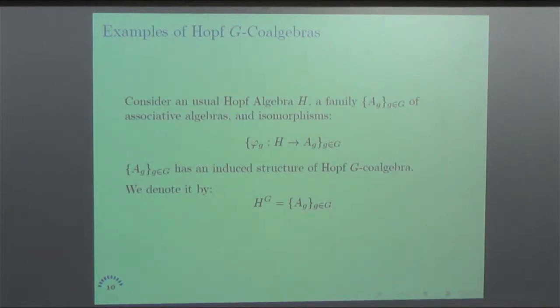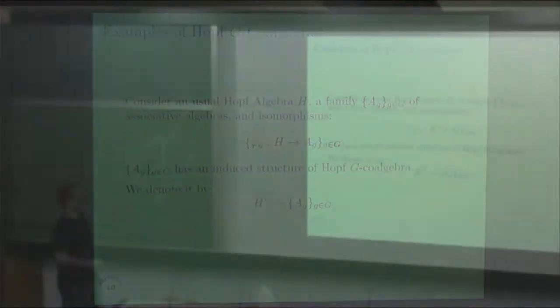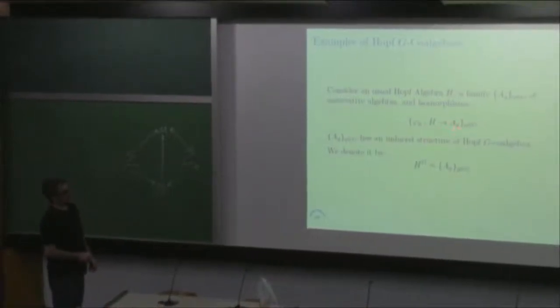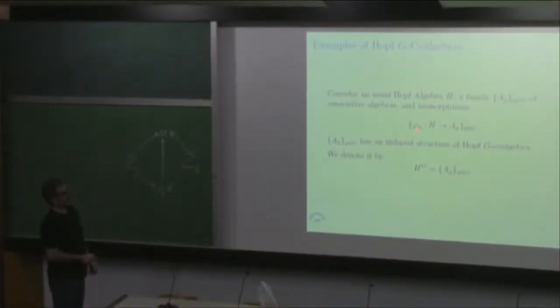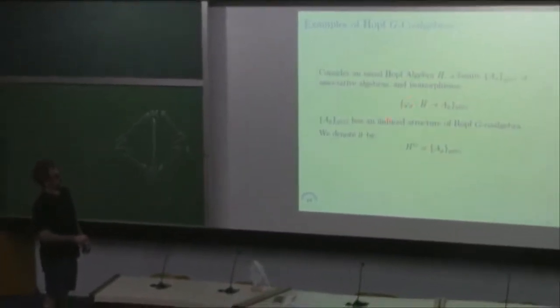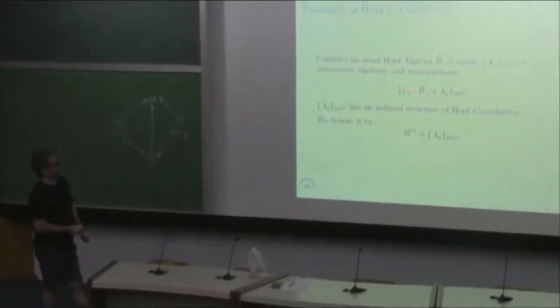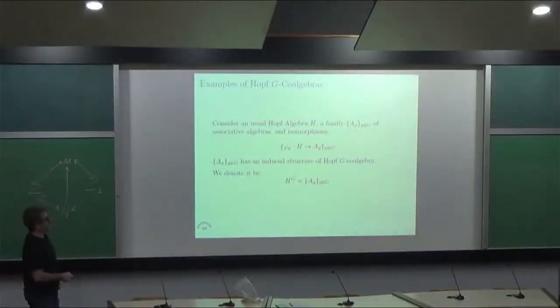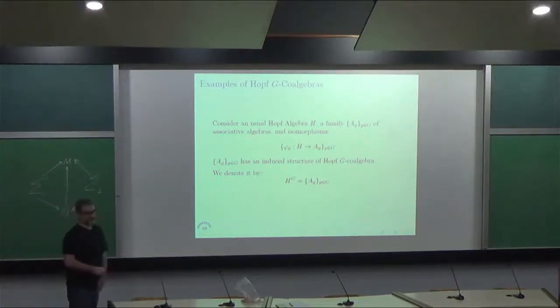Okay, now examples of this thing. You take a usual Hopf algebra, okay, and you take a family of associative algebras that are isomorphic to your original Hopf algebra. And these isomorphisms are indexed by G, of course, because it's a family of algebras and a family of isomorphisms. But this guy here is just an algebra, and this guy here is a Hopf algebra, and you can transport, because this is an isomorphism of algebras, okay? You can transport the coproduct here to this side, and you can transport the whole structure, and then in this family you have the structure of a Hopf G algebra, okay?